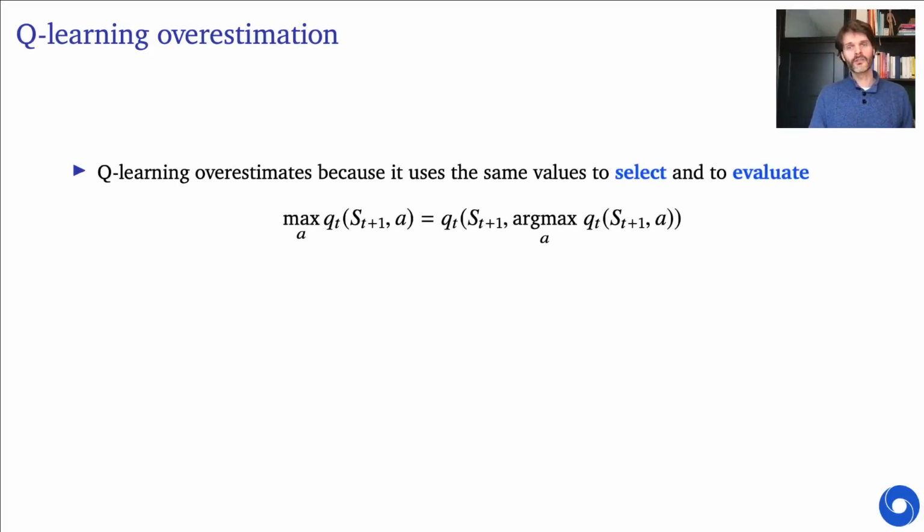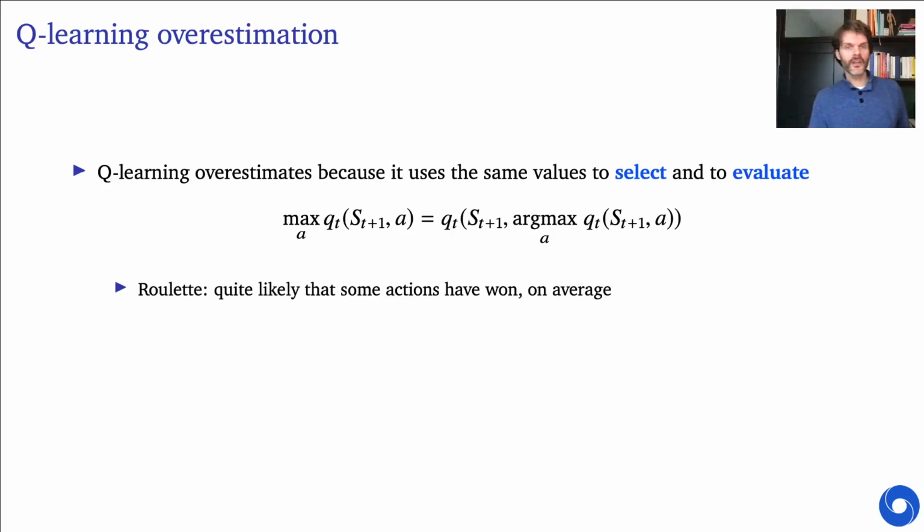Fortunately, there are ways we can go around that, and we can go back to the main source of the problem here. So Q-learning essentially overestimates because it uses the same value function to select an action, the greedy action, and then to use the same value function to actually evaluate that action. So the solution here is to decouple those two.